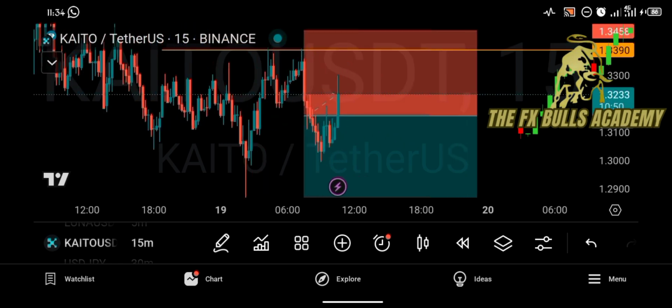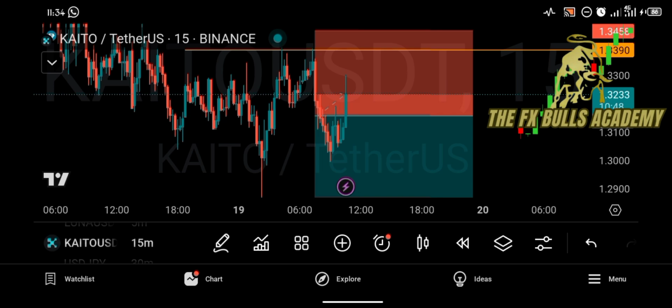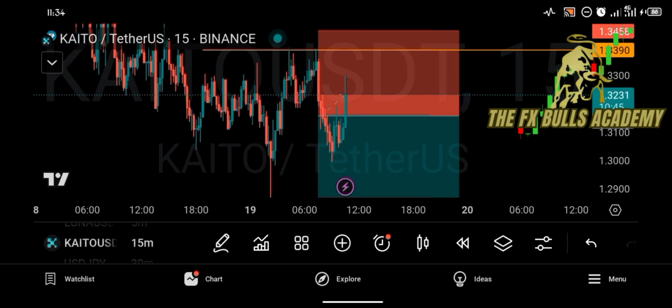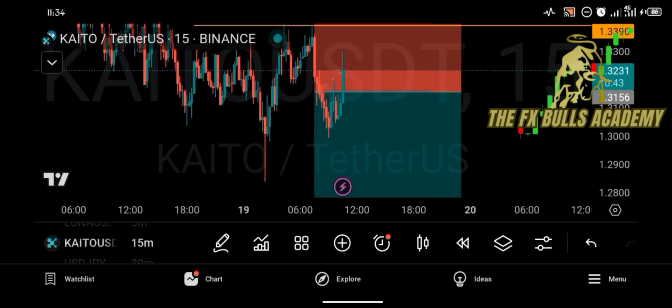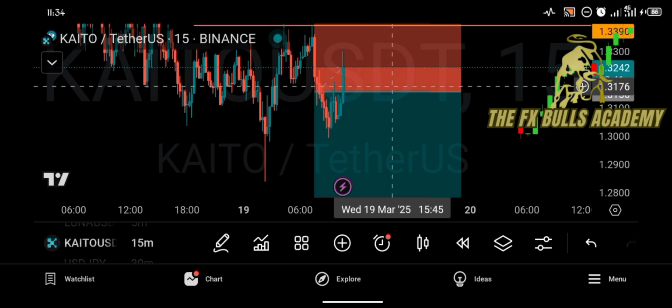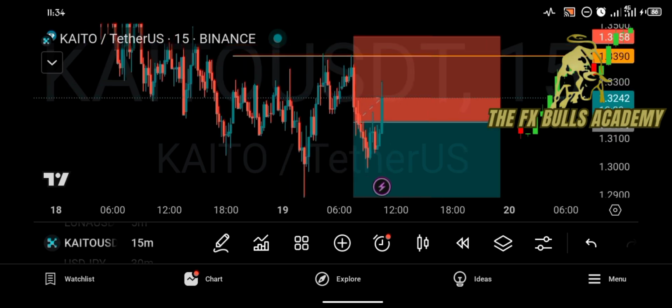We're in a drawdown for now, but I'm sure this trade is still going to give us some pips because we have a double top on a resistance. Just know that on your resistance and support, if you can have a good chart pattern or candlestick confirmation, there will be reactions on those zones.